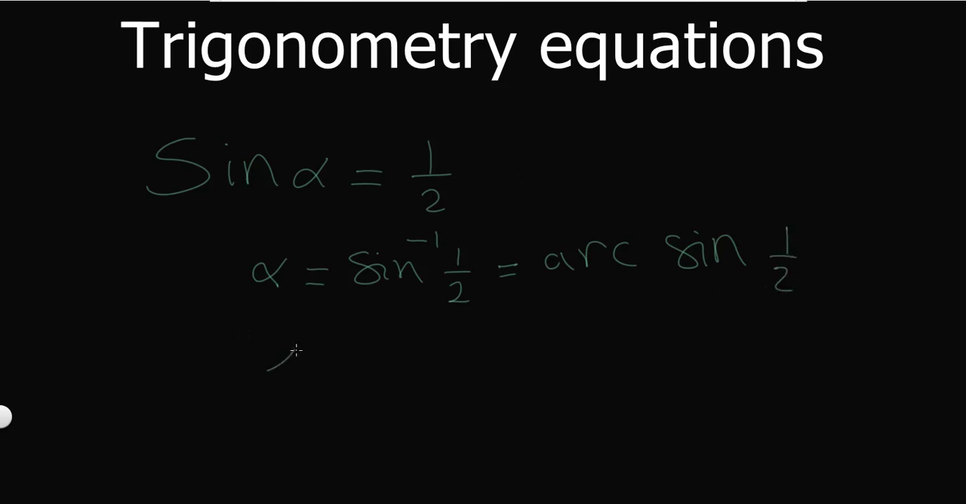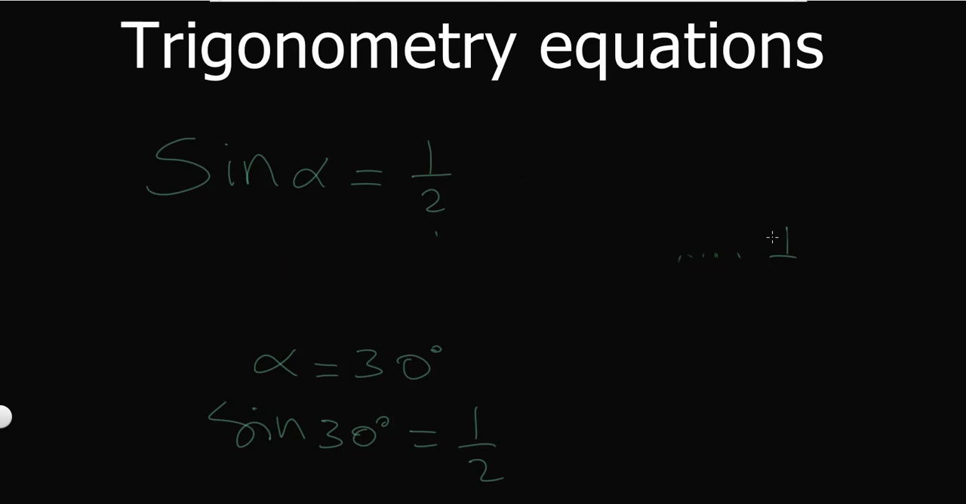So the angle that gives you 1 over 2 is 30 degrees. Okay? It means that sine of 30 degrees equal to 1 over 2. You can verify, yeah? It's very simple. So now, this is just a simple one. I believe all will be simple.